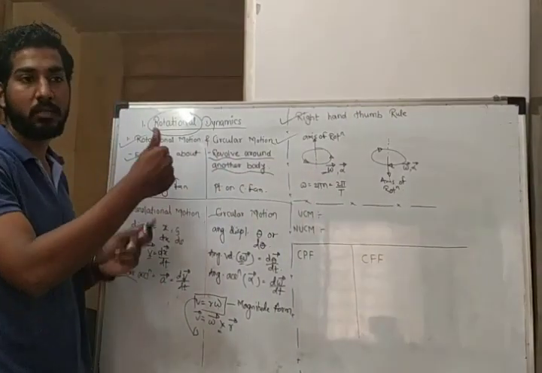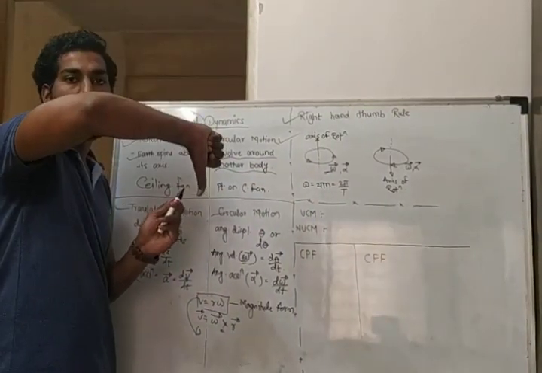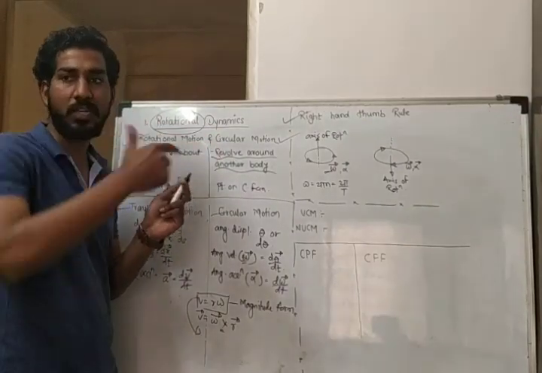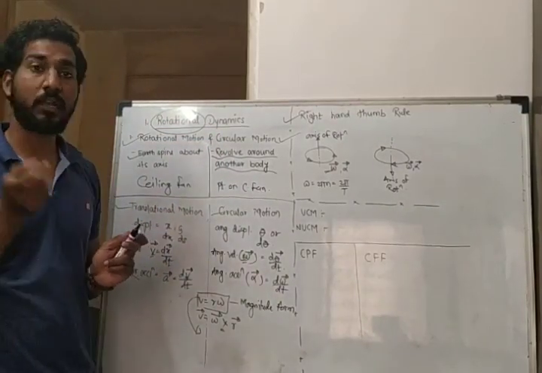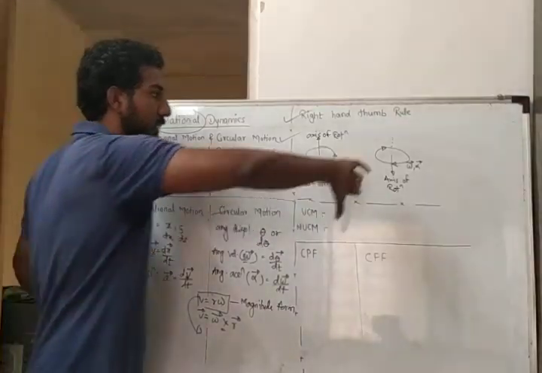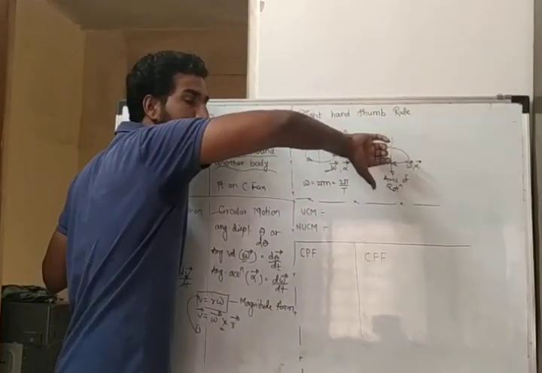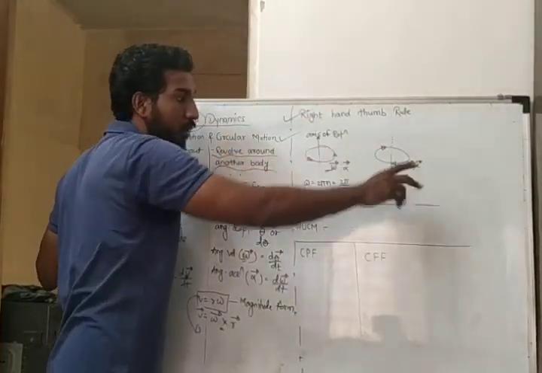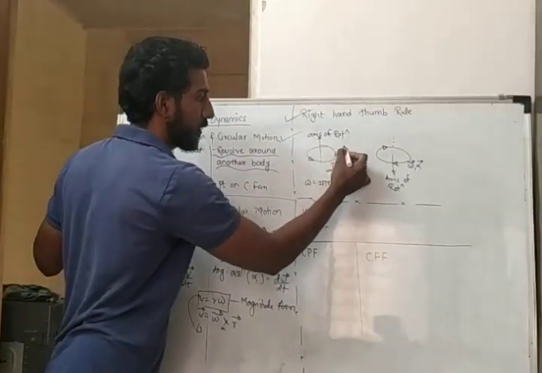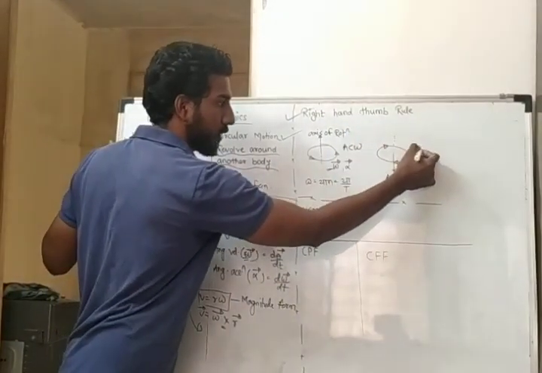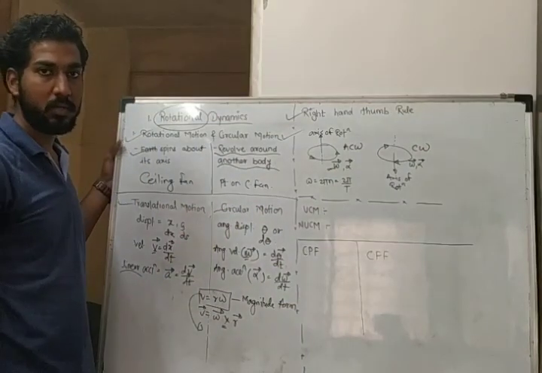What if I stretch this thumb downward? Of course, the direction will change, the direction of angular velocity and angular acceleration. So here is the example. Now my curved fingers will have clockwise direction. Here it is anti-clockwise direction, and here it is clockwise direction.